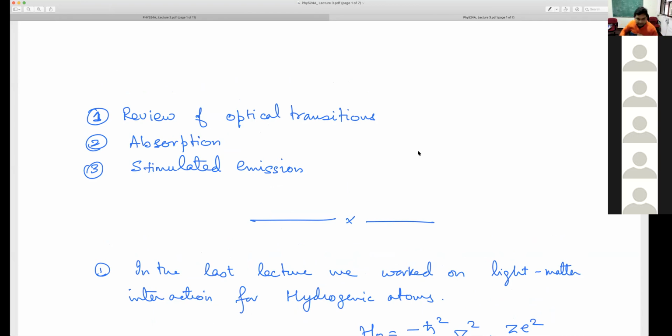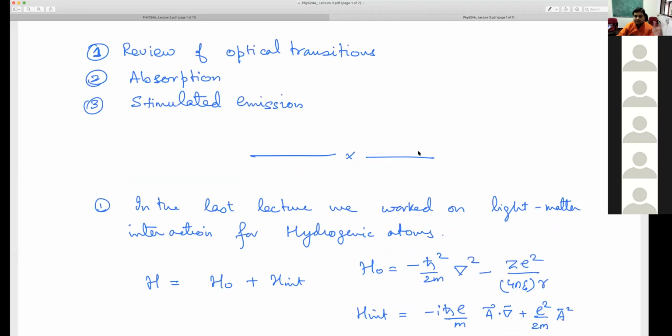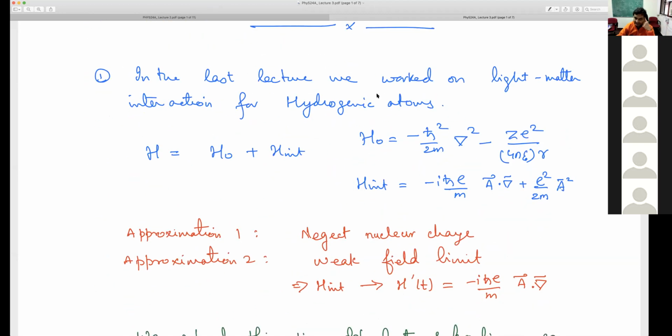For today, we already did the review of optical transitions, etc. Then we'll do some bit of absorption and stimulated emission, basically. So let's proceed. In the last lecture, we worked on light matter interaction for hydrogenic atoms.